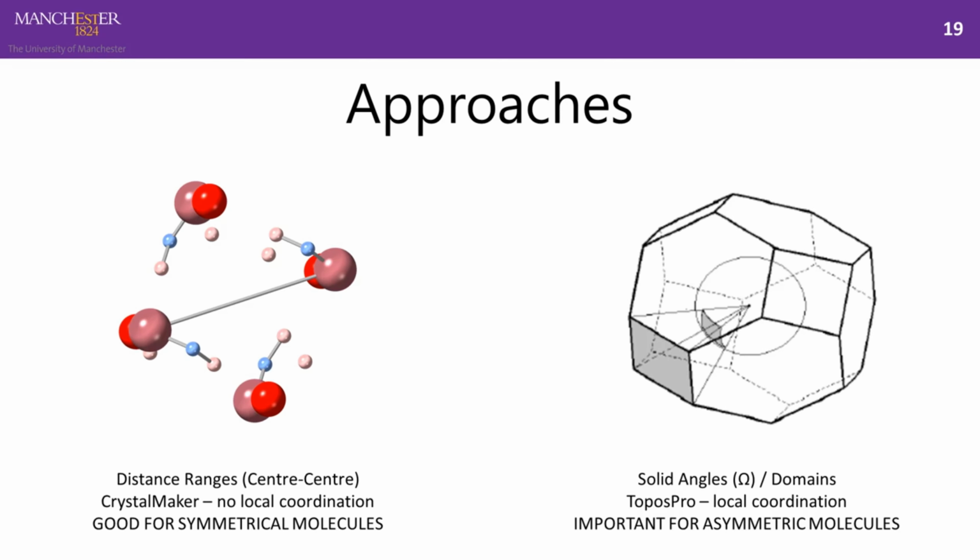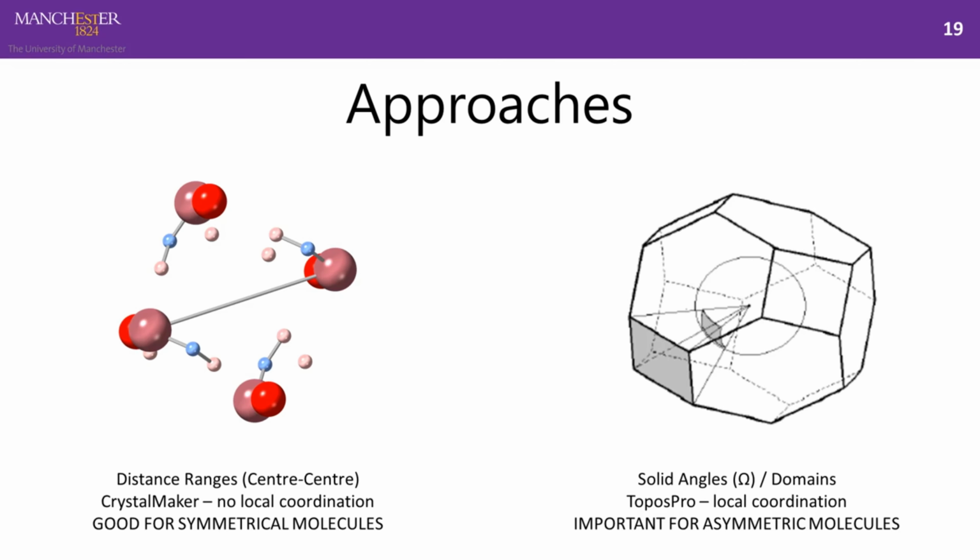So if you only used the center-to-center approach in an asymmetric molecule, you might miss out on some interactions that are actually closer than you'd expect if you were measuring just the centers. So in Topos Pro, this is represented by two modes. You can use the solid angles approach or the domains approach. I'll discuss this in detail in another video. But these boil down to the size of the VDP face relative to the other faces in the VDP. And the larger the face is, generally the larger the interaction is, because the species are generally closer together.